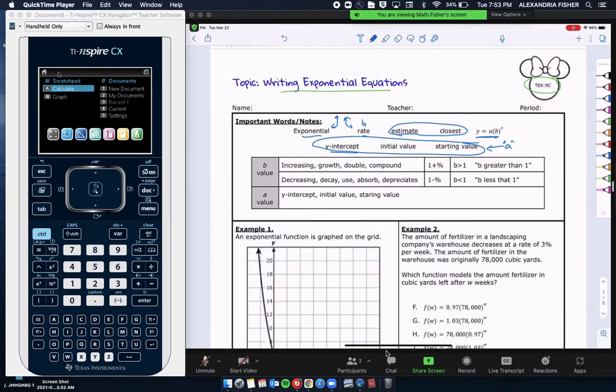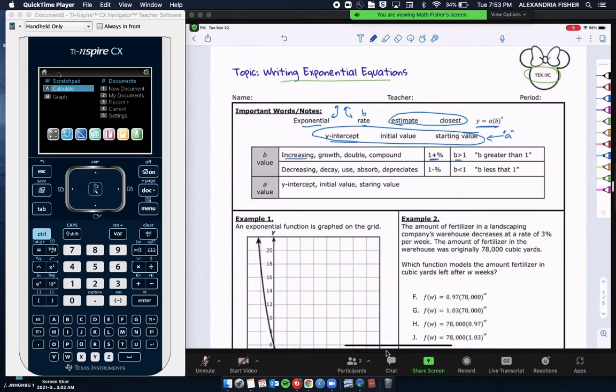If your b value is increasing, if it's getting bigger than 1, it's increasing. So you're going to add the percent, okay? If your b value is decreasing, it's going to be less than 1, so you're going to subtract the percent. And all of these other words are the same, like they mean increasing, and all these mean decreasing, okay? So increasing and then decreasing.